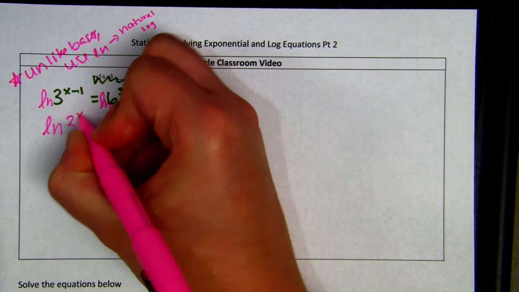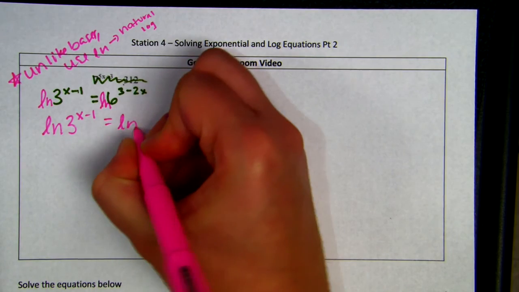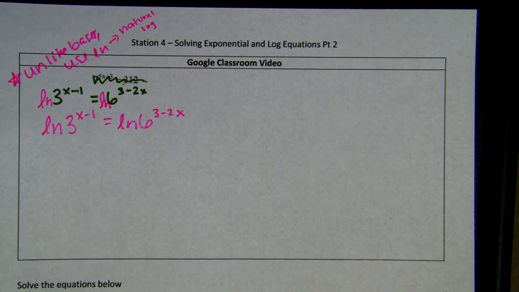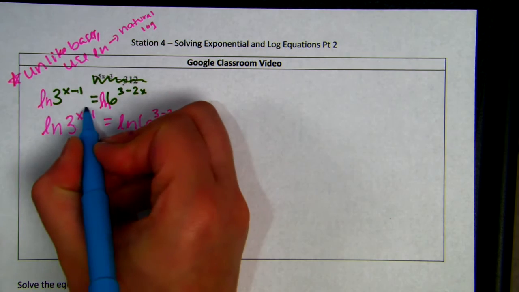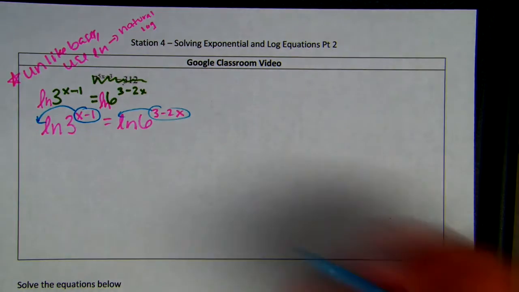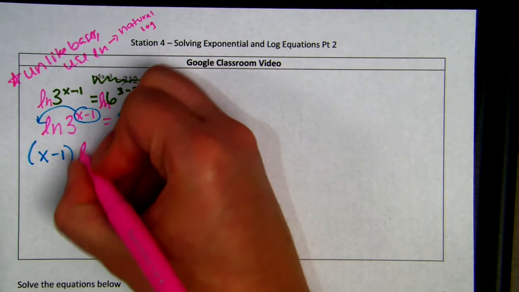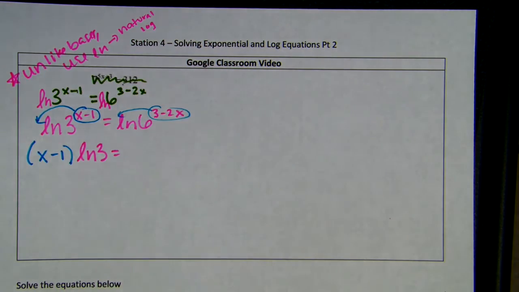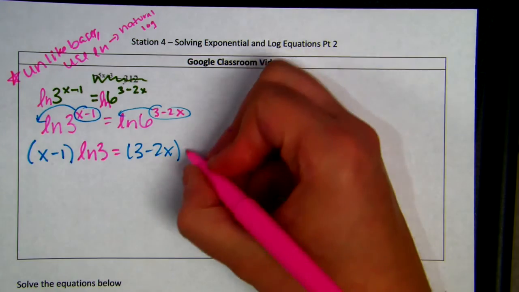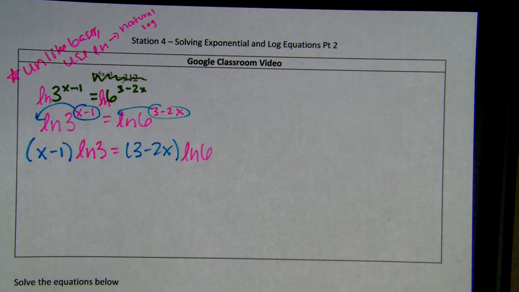And that leaves me with the natural log of 3 to the power of x minus 1 equals natural log of 6 to the power of 3 minus 2x. Once again, here we use the property of logarithms called the exponent property, where we take our exponents and we swing them down in front to become coefficients. So that leaves me with x minus 1 times the natural log of 3 equals 3 minus 2x times the natural log of 6.